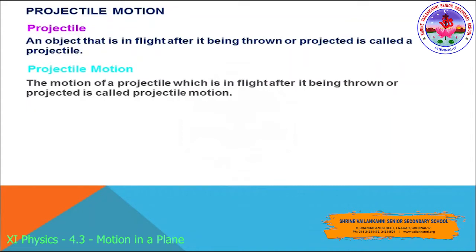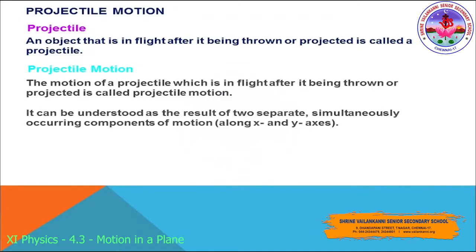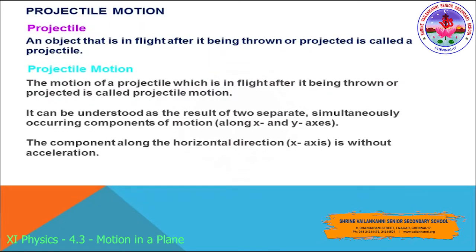The path which is followed by a projectile, we can call it a trajectory. For example, the javelin thrown by an athlete, and an object dropped from a height. These are some of the examples, right? And we have to understand that the motion is the resultant of two separate simultaneously occurring components, along the x-axis and along the y-axis, we must know, right?